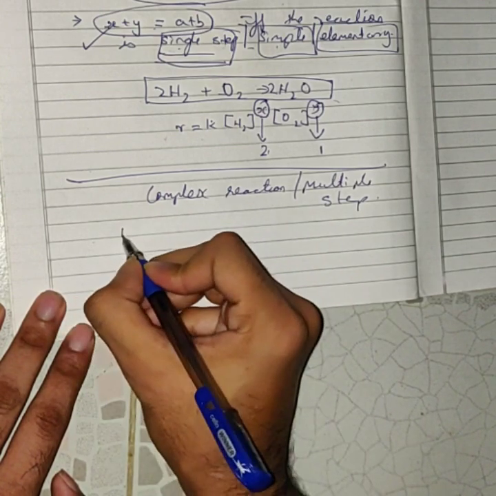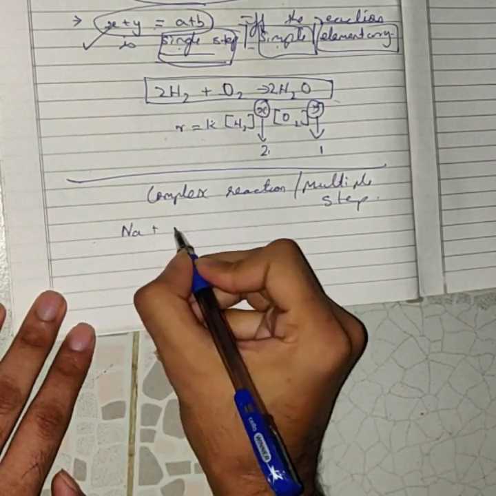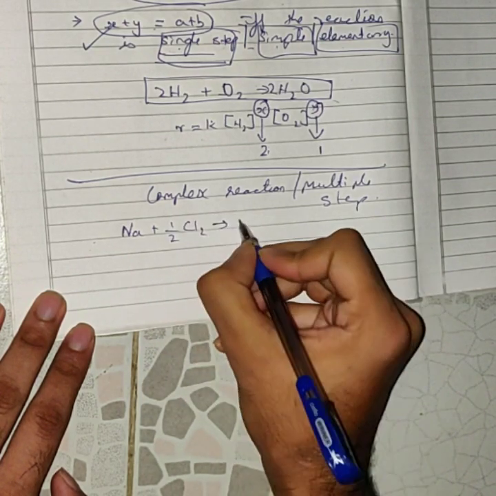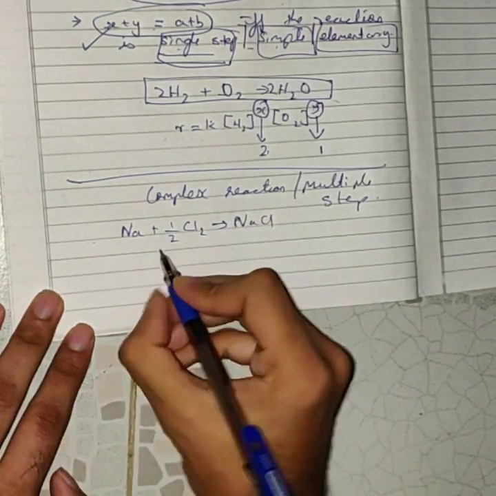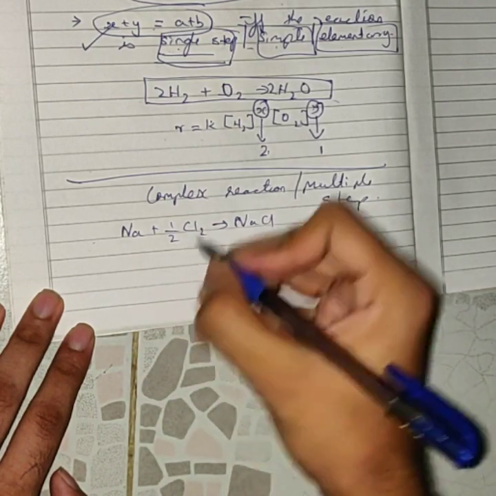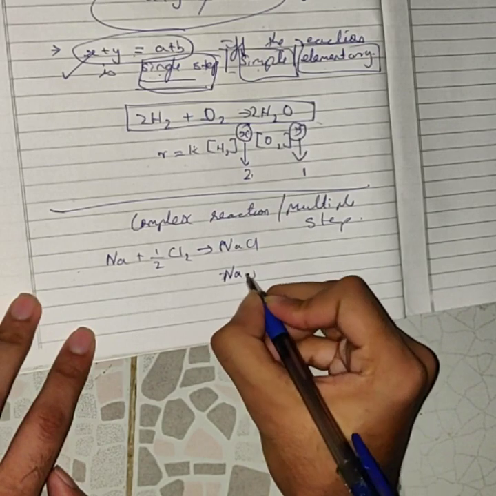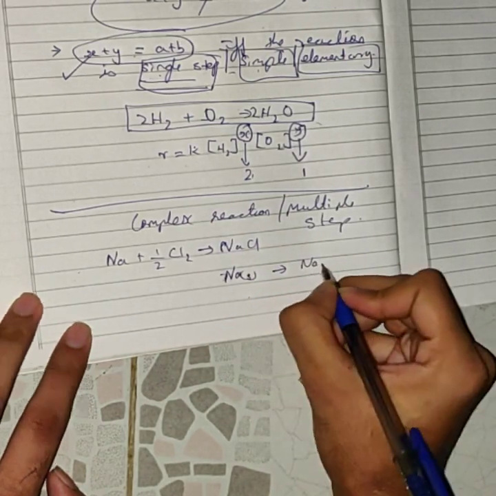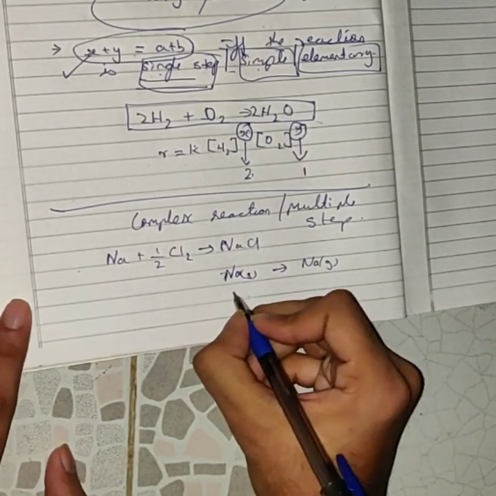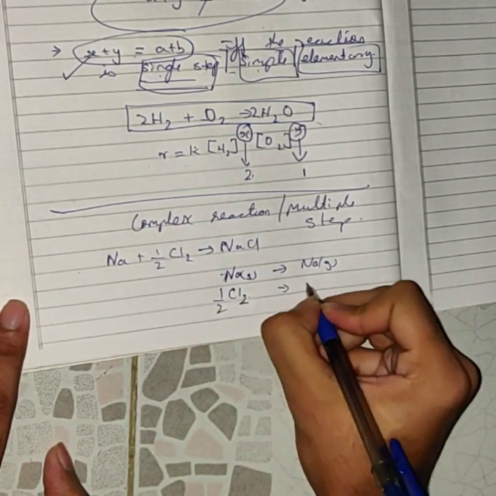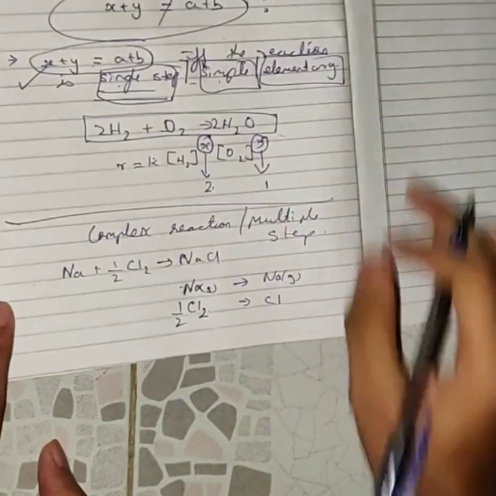The simple example we gave that day was the formation of sodium chloride: Na plus half Cl2 gives me NaCl, right? Now this reaction takes place in a number of steps. The very first step is sodium solid gets converted into sodium gas. The next step is the Cl2 molecule gets converted into chlorine atoms.